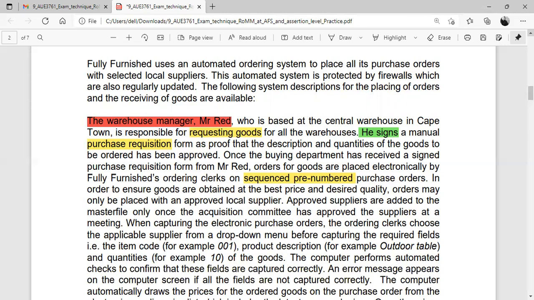So if they're telling me that there's Mr. Red who signs manual requisition forms, I can't say I will select the manual requisition forms and look out for the signature of Mr. Red, because the question would not have told me that. So you don't formulate your own controls. You test controls which are there in that particular system.